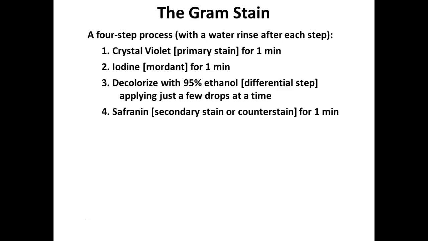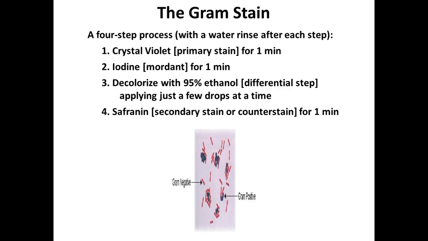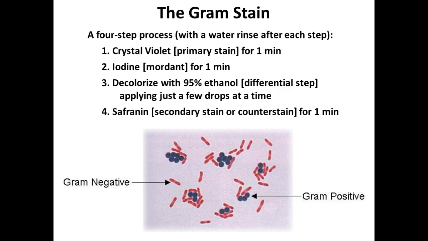The last step is the counter stain so that we can stain the cells that have become decolorized in the process. We stain them with safranin. It's a contrasting color from the purple. This is a red dye that will appear pink for the cells that get decolorized and then stained with the safranin. I'm going to do this for 1 minute, rinse, and then we're going to blot dry and then look at under the microscope.